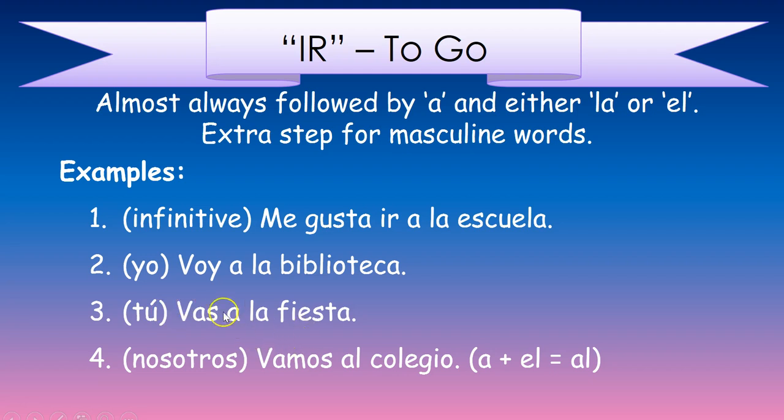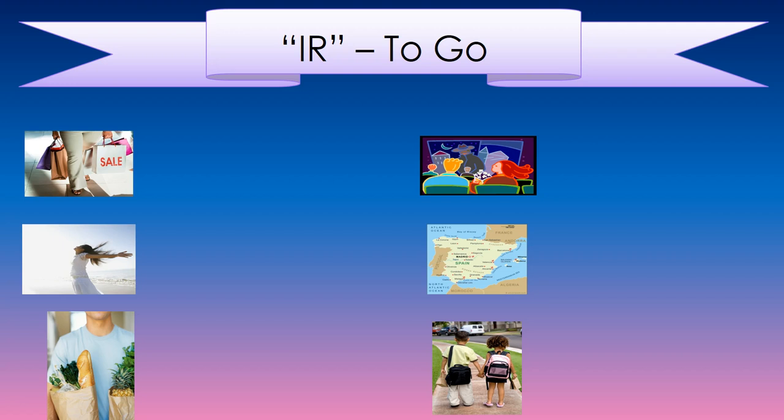Vas a la fiesta. You are going to the party. And cuatro, vamos al colegio. We are going to college. Now here's where that extra step comes in. Colegio is actually a masculine word. So you might think this should be an A and an L. But we do not in Spanish. We do not, 99% of the time, if you see an A and an L, they're going to combine to form al. Al just sounds really bad anyway.